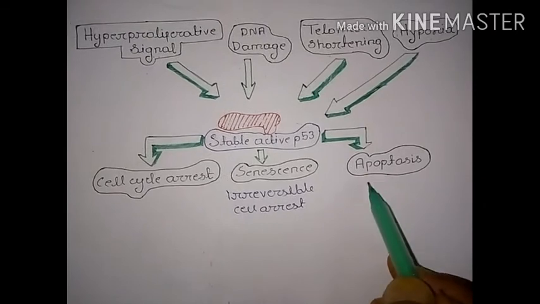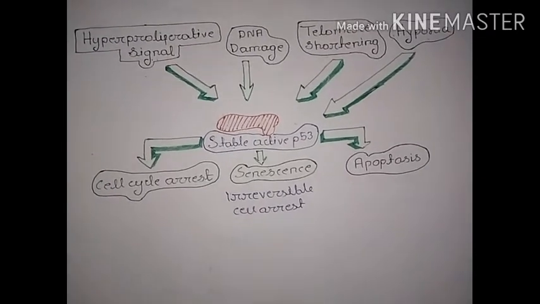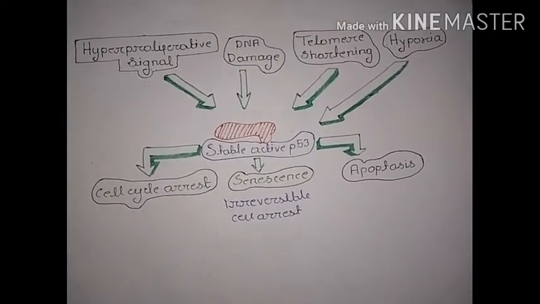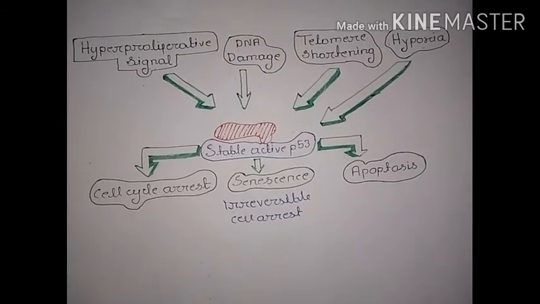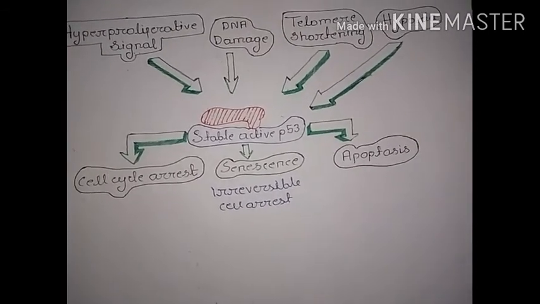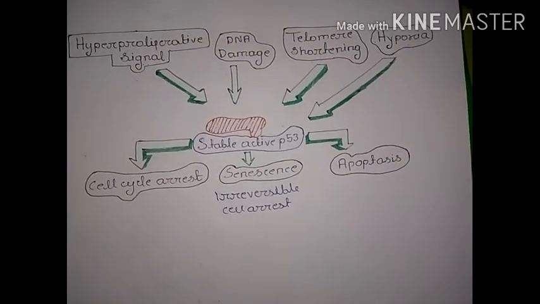Apoptosis is an important topic we will discuss in the cell death chapter. When we discuss cell death, we will discuss apoptosis because several proteins are involved. So this is the whole process.